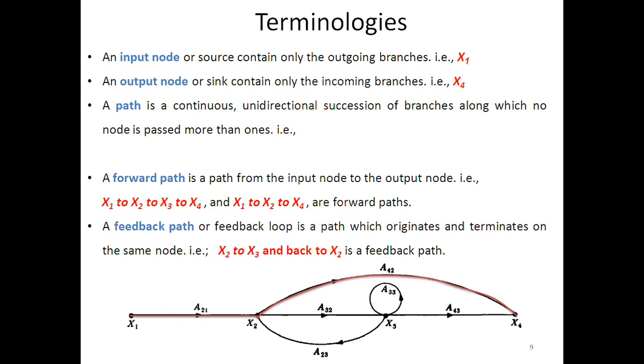Then the next terminology is feedback path. Feedback means a path, or we can say a loop, which starts from one node, travels through another node and ends once again at the same node. So this is what a feedback path is. So in this diagram, feedback path is X2 to X3 and once again X3 to X2. So this is a feedback path.